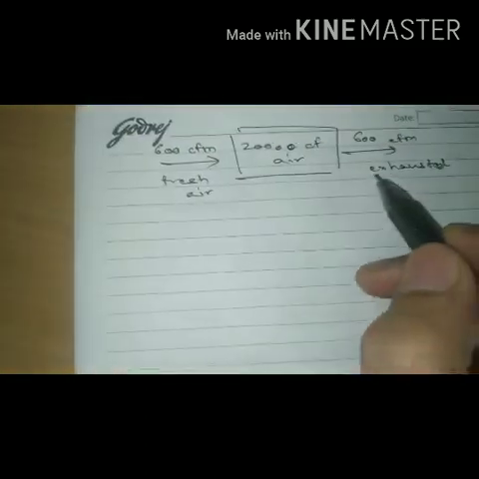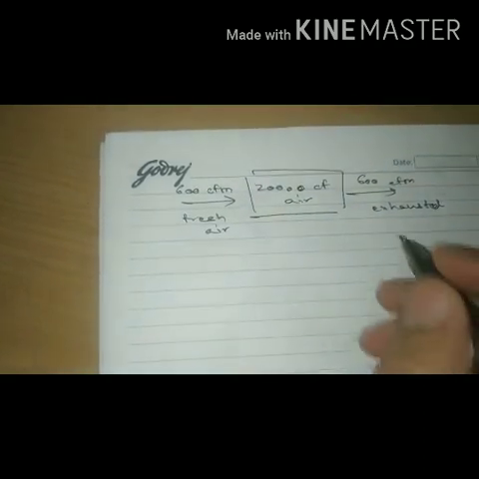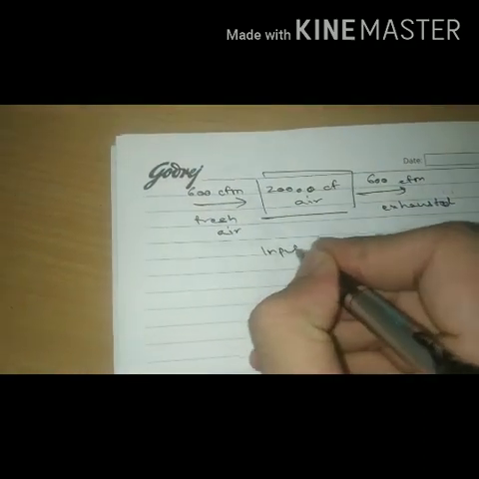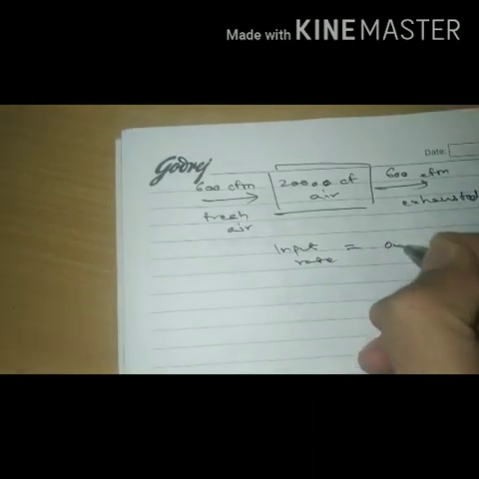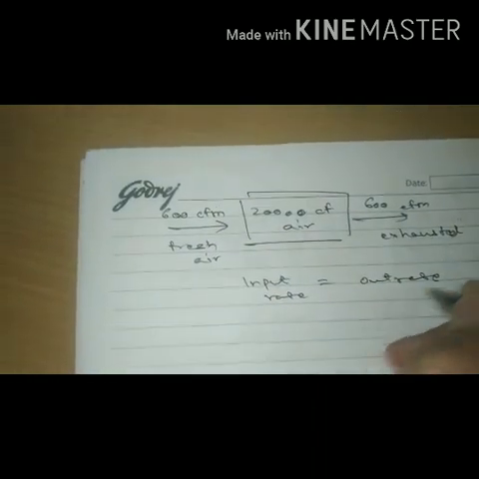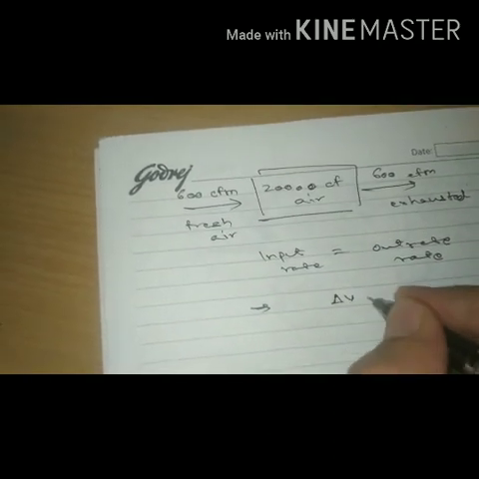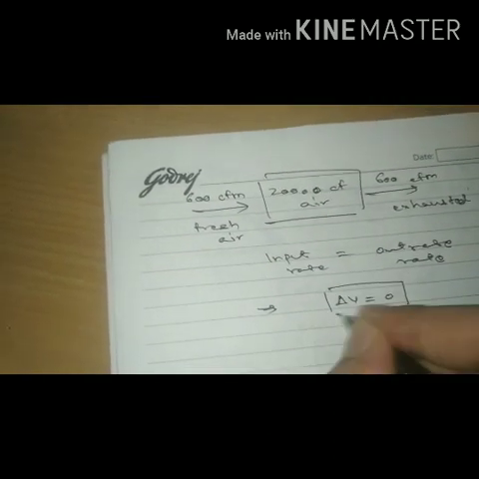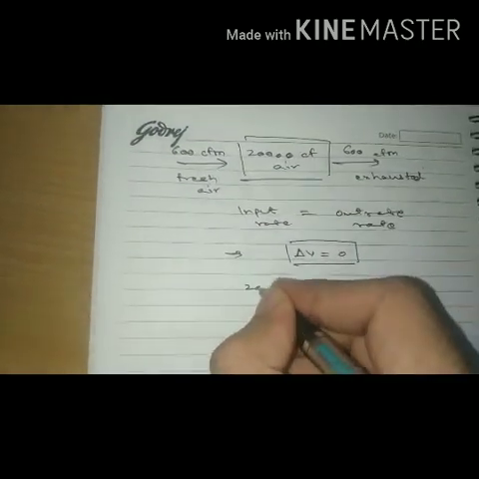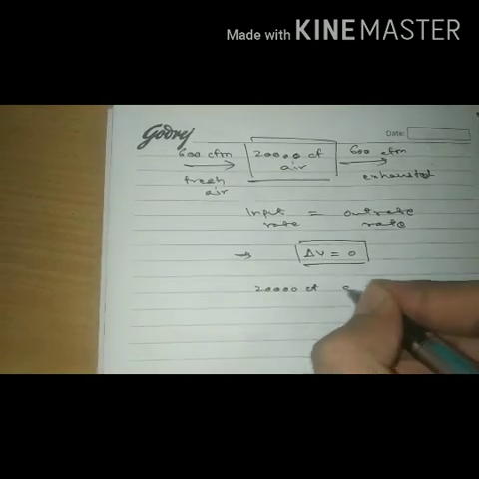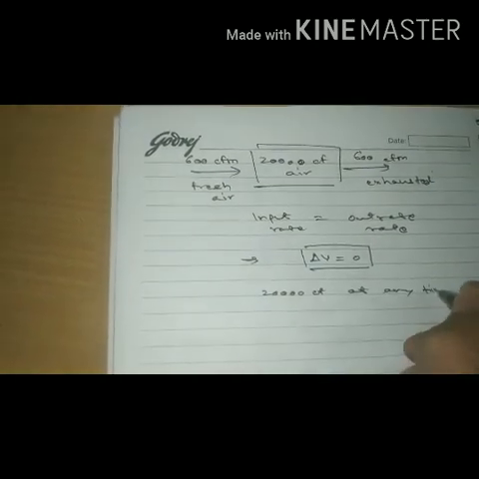Now we can see that the rate of air going in and the rate of air going out per minute is the same. Input rate equals output rate. This implies the change in volume of air inside the container will be 0. This implies delta V will be 0. There will be no change in the volume of air inside the container as both the rates are the same. It will be 20,000 cubic feet at any time.